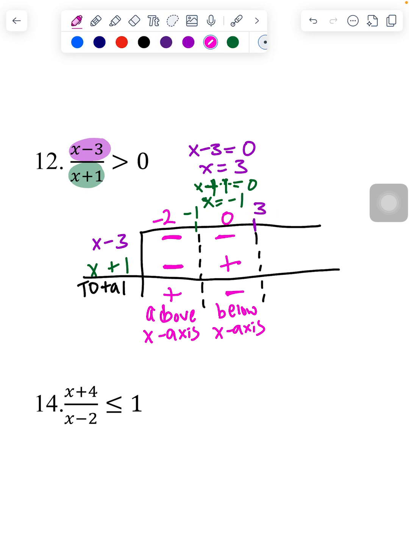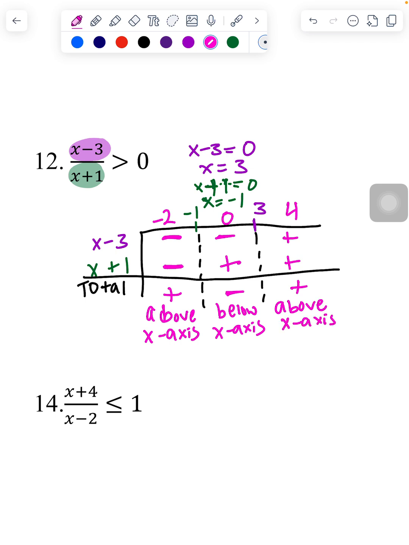Okay, I'm going to do a very similar process again. A number greater than 3 is 4. 4 minus 3 is actually a positive number, which is good. 4 plus 1 is also positive. So a positive divided by a positive will also be positive. So I will also be above the x-axis here.